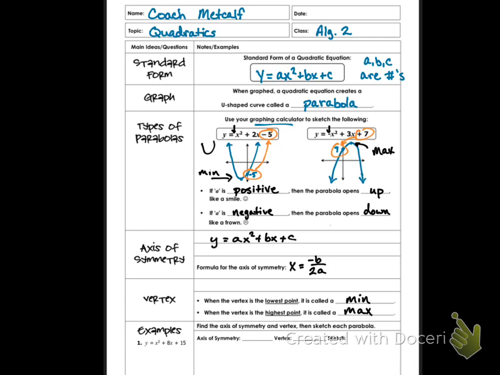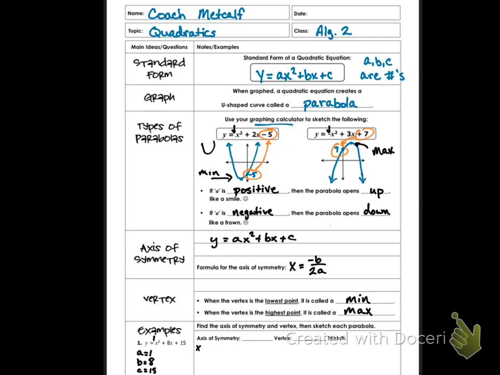All right, and so we're going to do this example, x squared plus 8x plus 15. So if I figure out what my a and my b and my c are right off the bat, that's going to help me out when I'm going to solve these problems. So my a is an understood 1 in front of that x squared. My b is an 8, and my c is a 15.